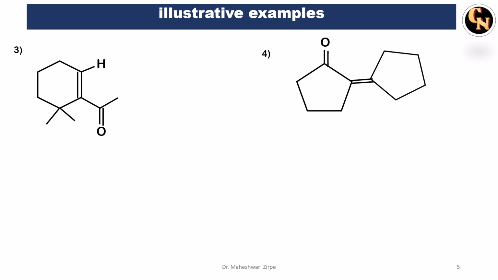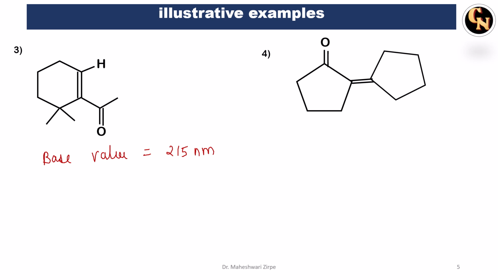If you can see the next example which is on the screen, the third one, it is again an enone system. Okay, if you can see here, the carbonyl group, and there is a double bond which is in conjugation with the carbonyl group. So let us write the base value. Base value is 215 nanometers. Okay, then is there any extension? Yes, there is.